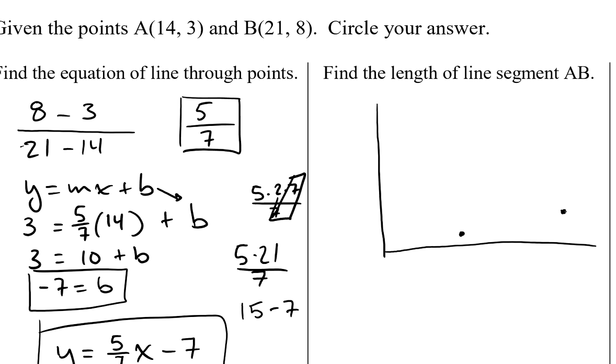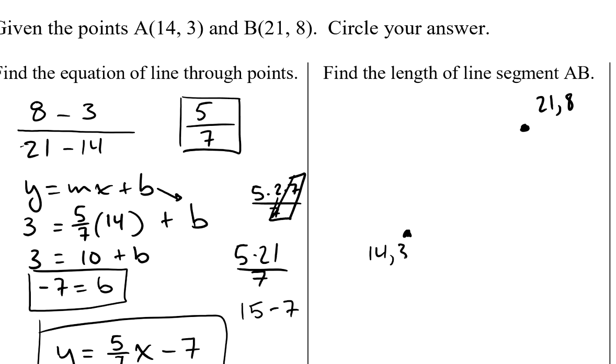I'm going to change the scale again. Actually, I'm going to remove the scale. I'm just going to say, hey, here's point A and here's point B. I'll exaggerate the scale. B is at (21, 8) and A is at (14, 3). So what I'm trying to do is figure out how far apart they are, and I'm going to use the Pythagorean theorem. In order to answer this question, I need to figure out the length of these legs.